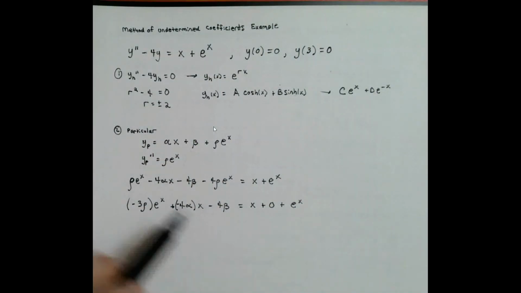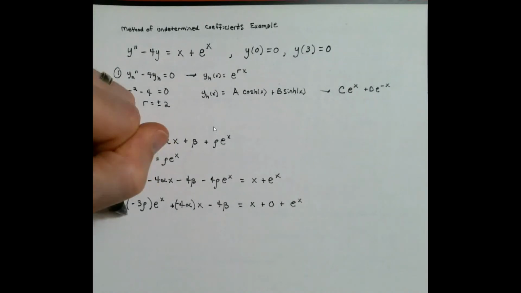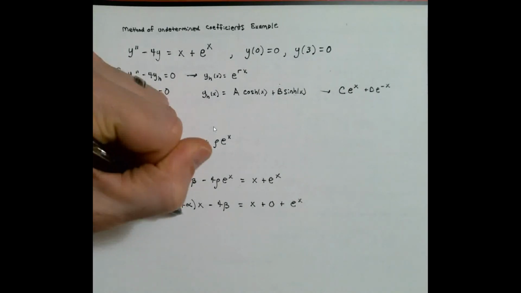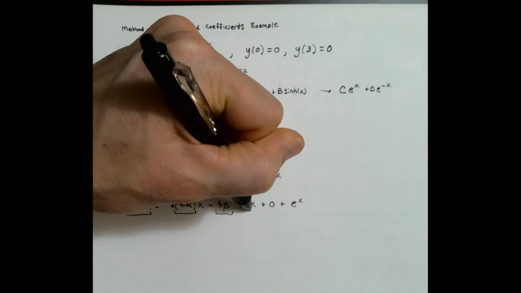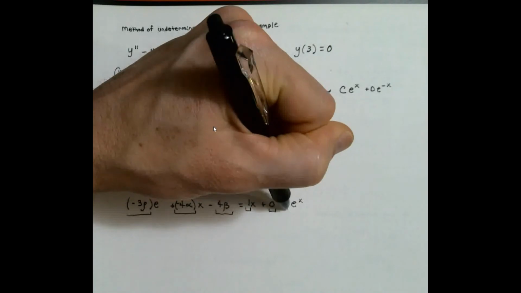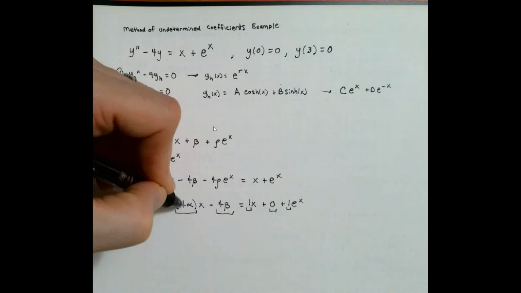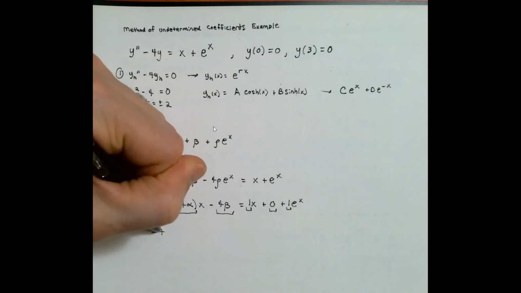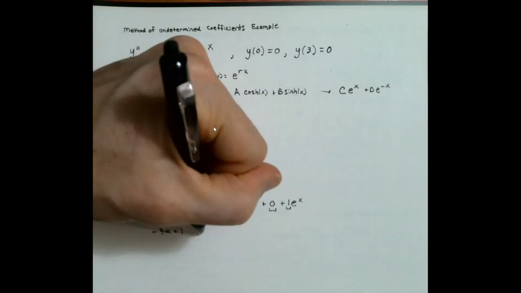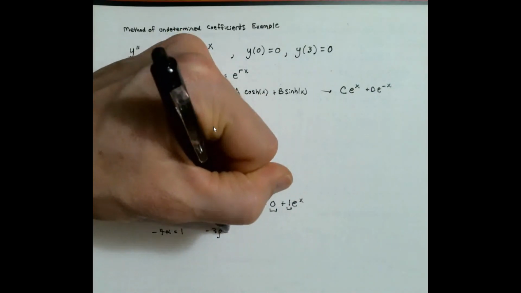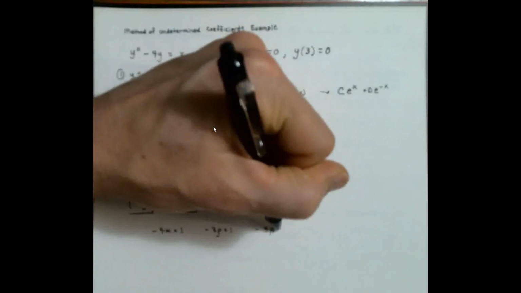Now, in order to get this to equal for all x values, we're going to make selections on these coefficients so they match up with the coefficients that are over here. So what that means is that we're going to let 1 equal minus 4 alpha. We're going to let minus 3 rho equal that 1. And likewise, we're going to let minus 4 beta equal to 0.